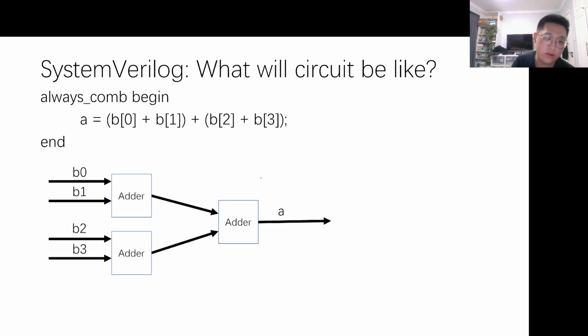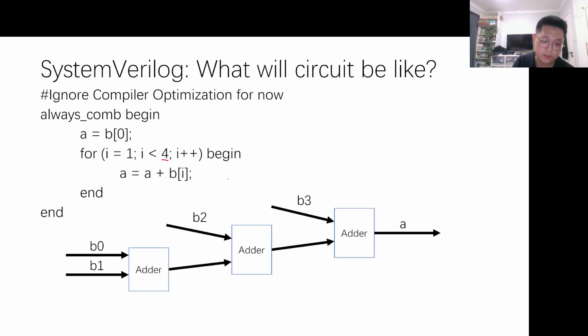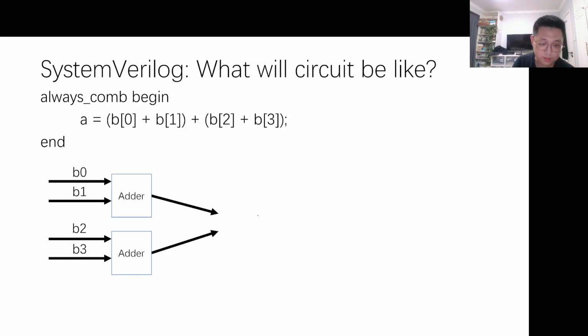You can see that although the code is quite similar, the generated circuits are different and they have different latency. Like this circuit only has a latency of 2 adders together, but the previous circuit has 3 adders. And that's why I think all SystemVerilog coders should be aware of the circuit generated by their code.